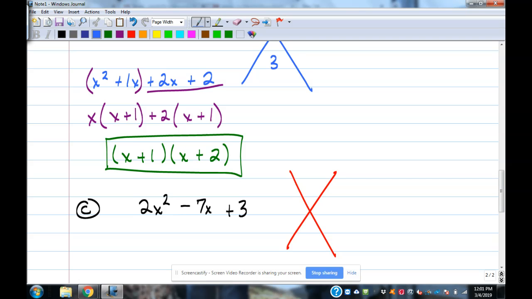So what goes on the top of the x? 2 times 3. A times C. Guys, remember, it's front times back. 2 times 3 is 6. That goes up top. On the bottom goes the B, which is a negative 7. The sign goes with it. All right. So we need something that multiplies to be a positive 6 and adds to be a negative 7.